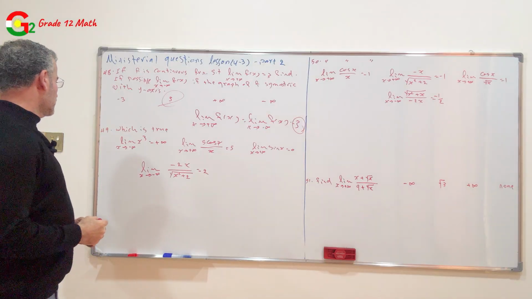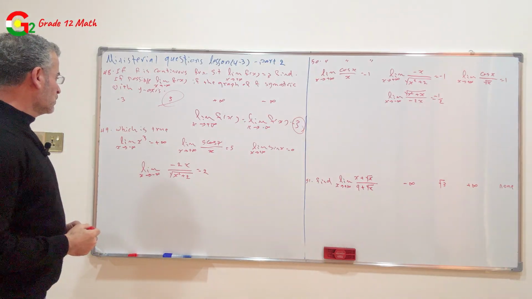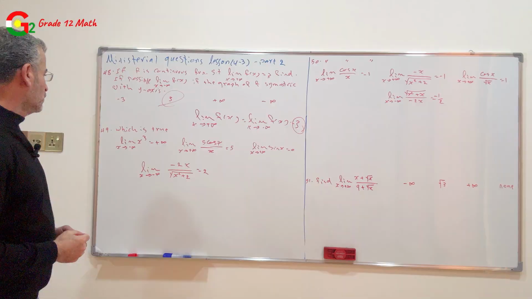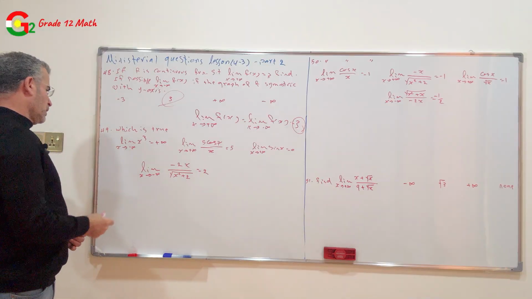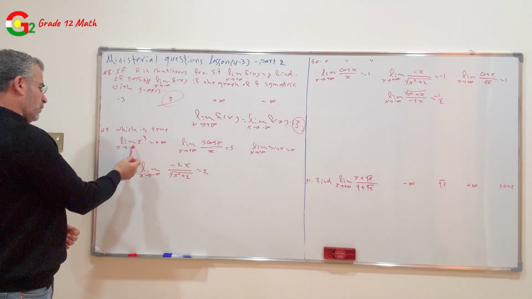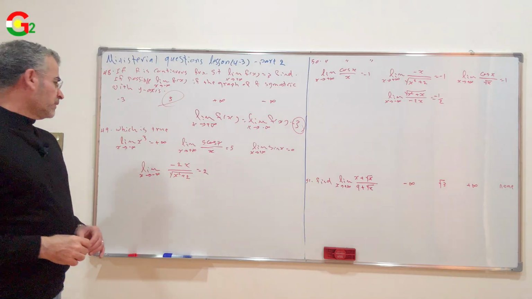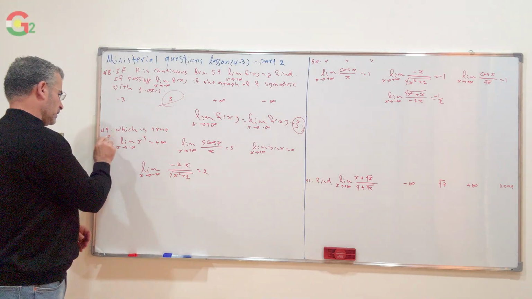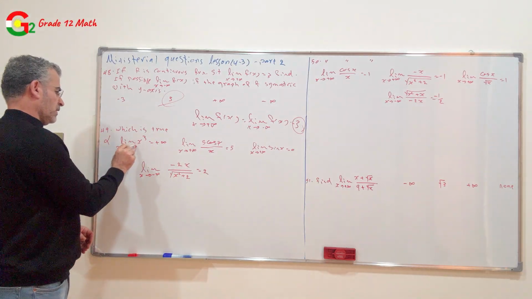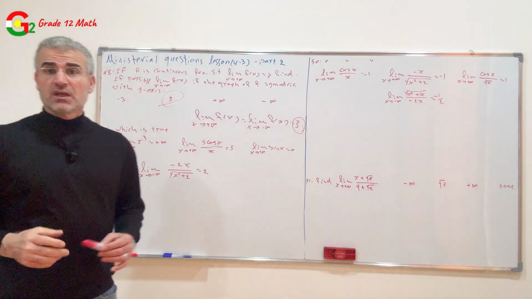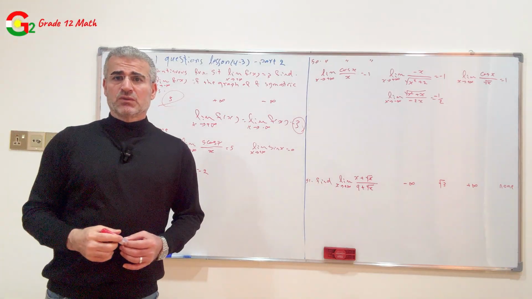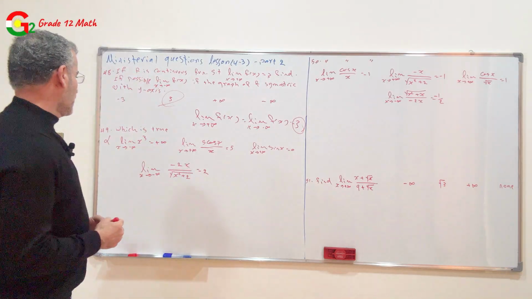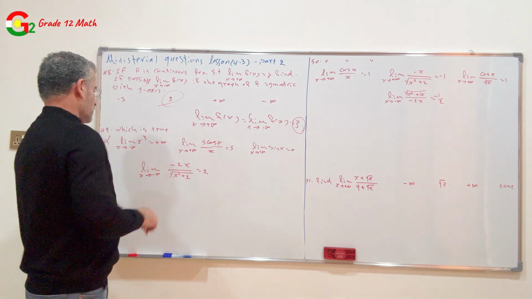Question number 49. Which limit is true? Limit of x to the power 3 when x approaches negative infinity equals positive infinity. It is wrong, since negative infinity to the power 3 behaves like negative infinity. So this choice is wrong.